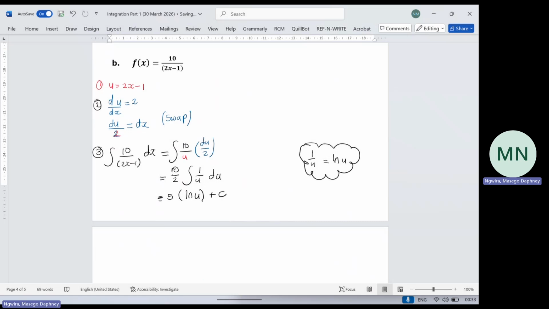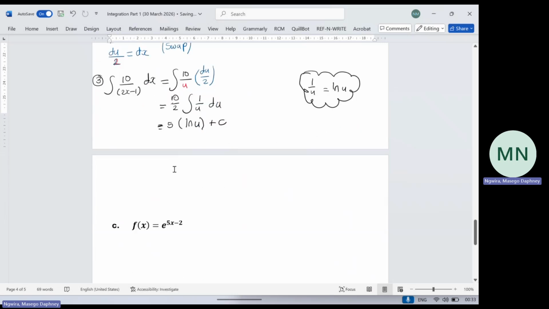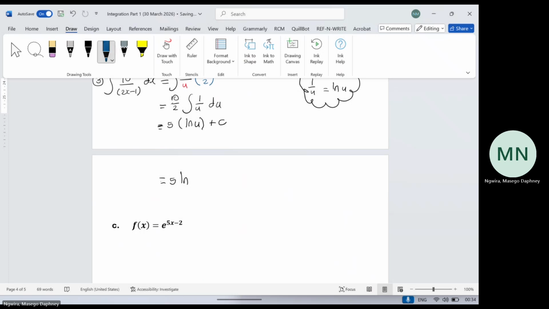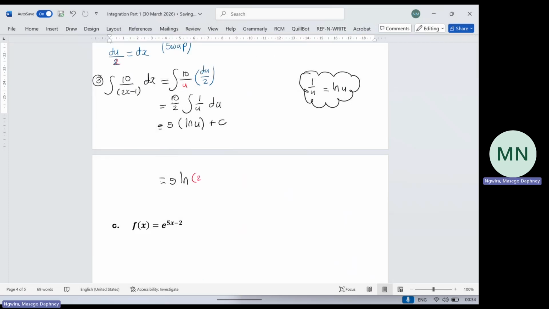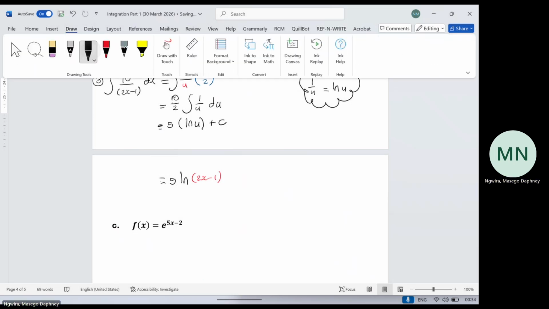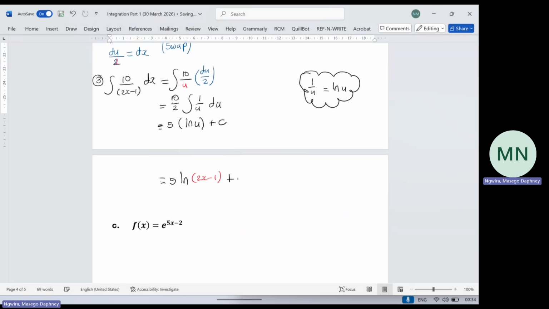So our u, we said it's 2x minus 1. So it means, therefore, I'm going to have 5, and then I will have ln. And then now I'm changing my u. My u is going to be 2x minus 1. Then plus c. Then we're done. So with practice, it will make sense.